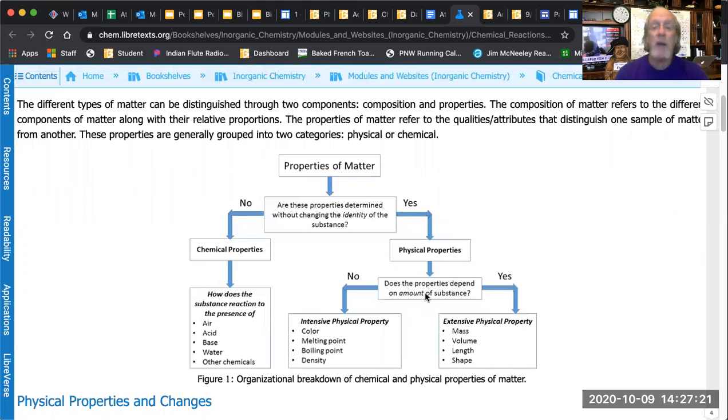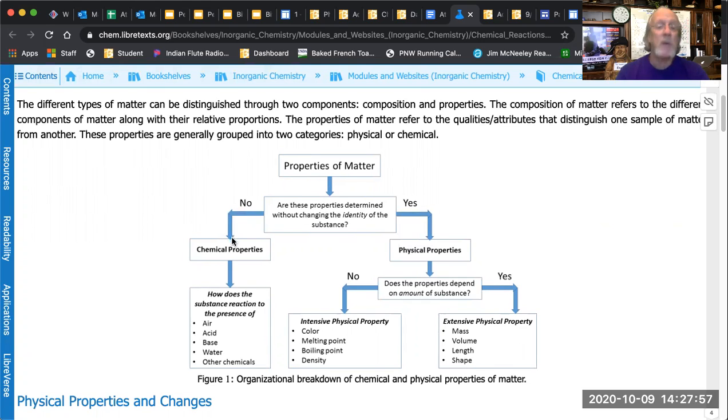Does the property depend on the amount? No, a yellow car is yellow. So there it is, color. Melting point and boiling point are all things that do not depend on how much I have. If I said, I want to know the mass of an apple, is that physical or chemical? Well, I can determine the mass without changing it. But I go to here and I say, does it depend on how many I have? Yes, it does. Because if I have 1 apple versus 100 apples, the mass is going to change, as are some of these other physical properties.